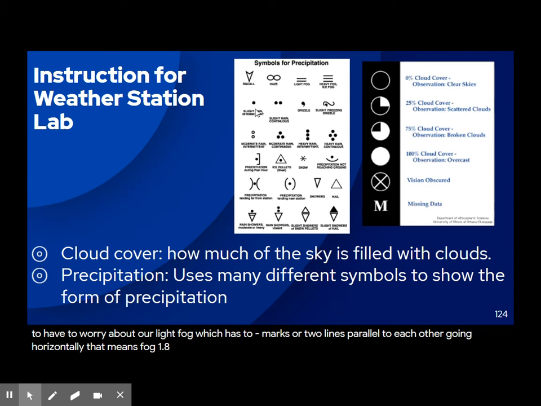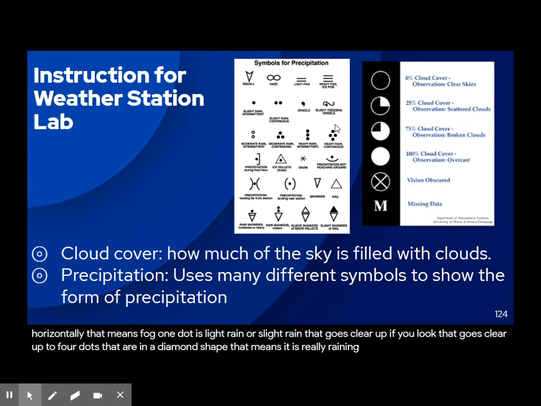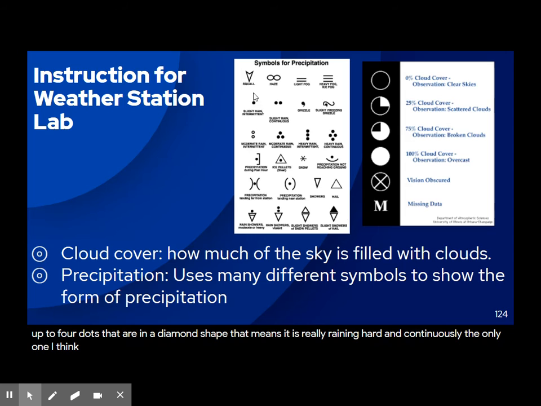One dot is light rain or slight rain. Then that goes clear up to 4 dots that are in a diamond shape. That means it is really raining hard and continuously. The only one I think that you have to use is the 1 dot.